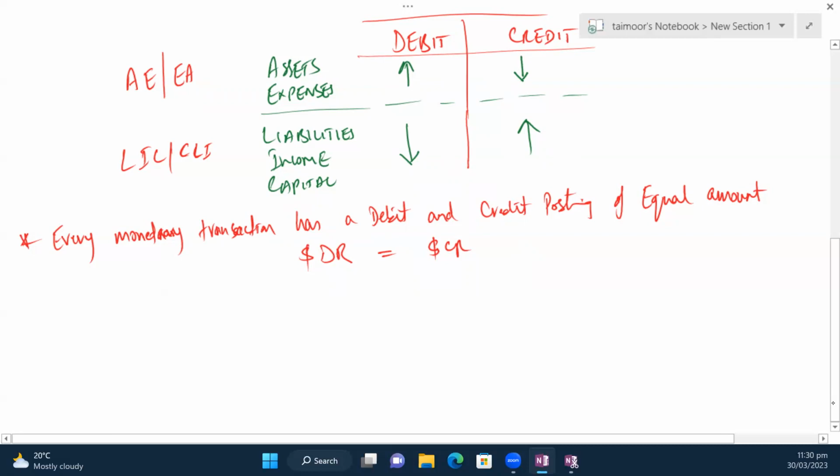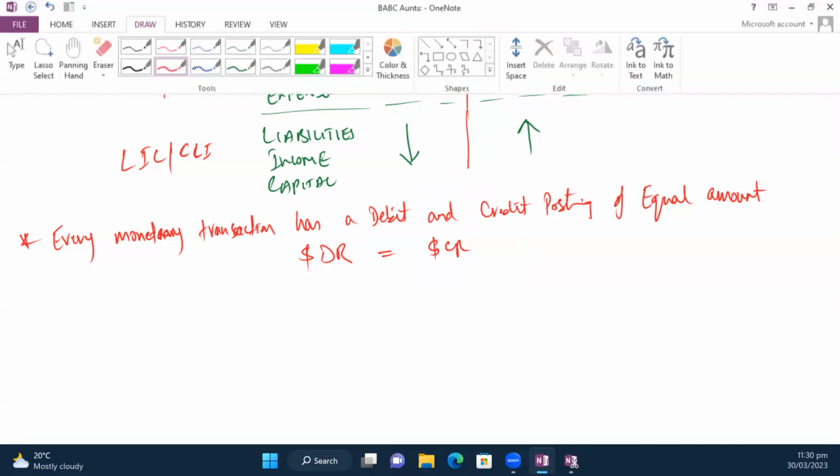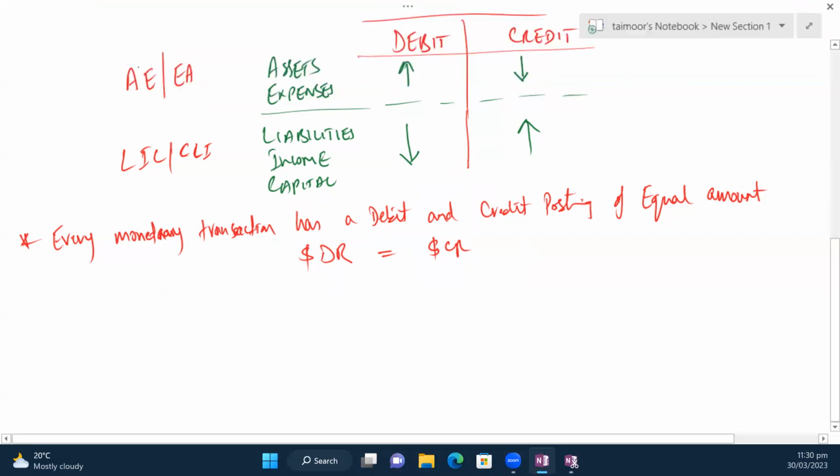अब आप यहाँ पर इस डेबिट और क्रेडिट में आप देखते हैं कि जी where do you find assets?